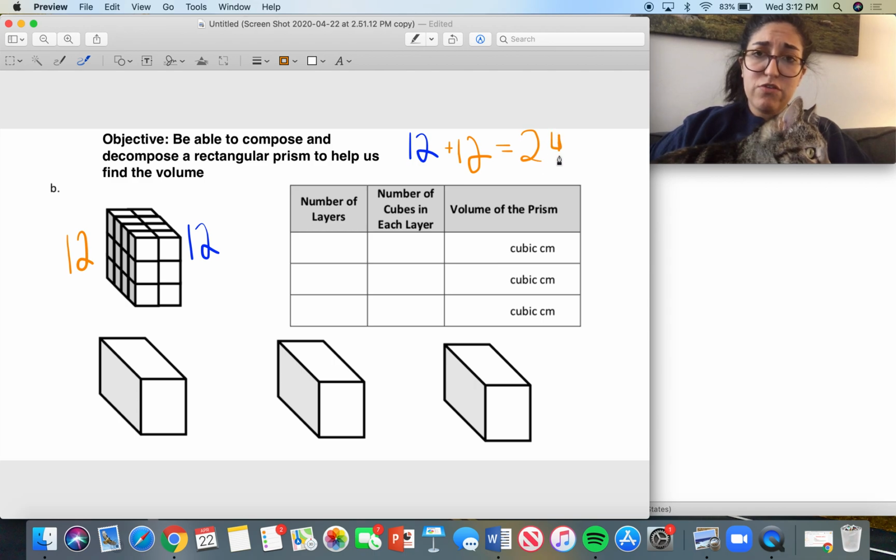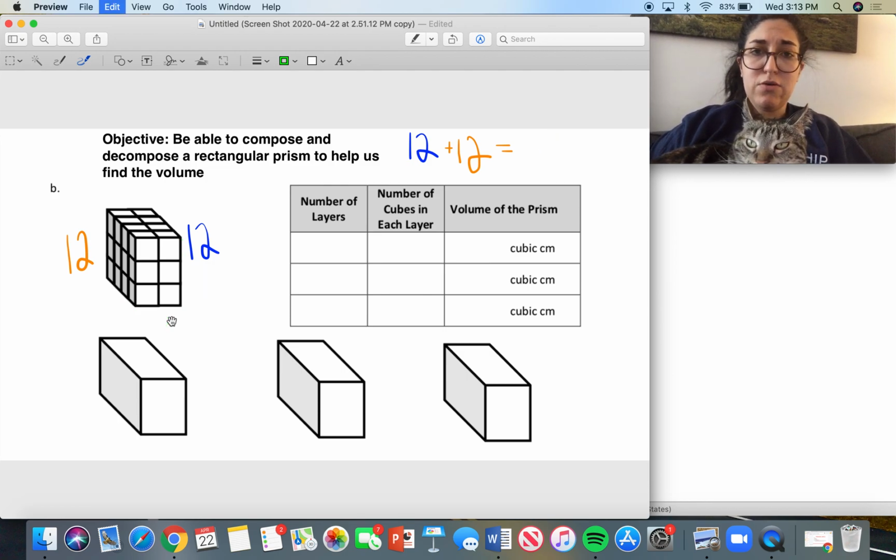Now we can also use Danya's method, and we can say, we're going to do the length times the width times the height. What's our length? It is 4, 1, 2, 3, 4. What's our width? It's 2, 1, 2. And what's our height? It's 3, 1, 2, 3. 3 times 2 is 6, times 4 is 24. So again, another way to calculate it, I again get 24.